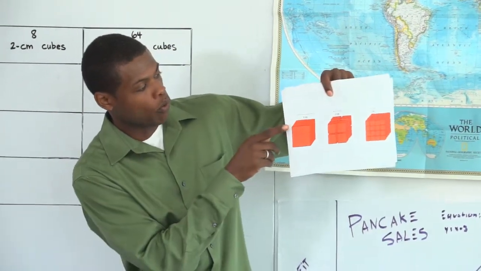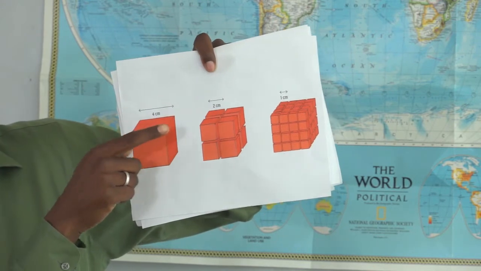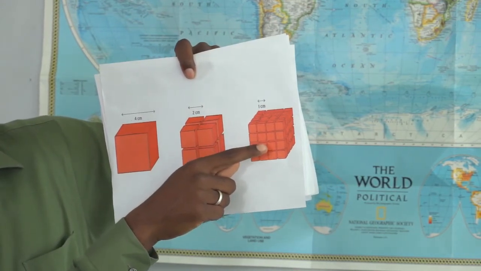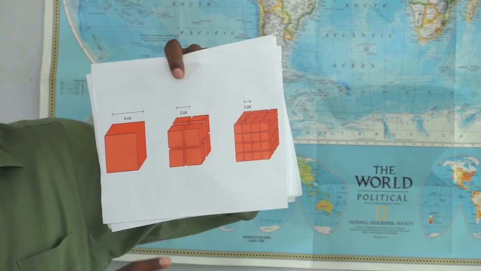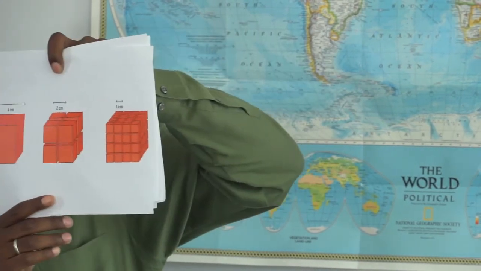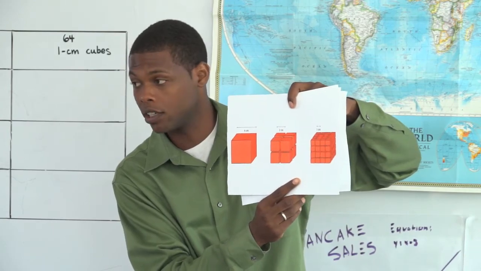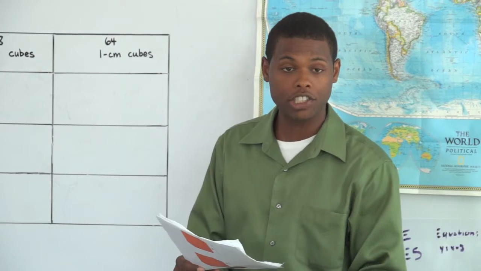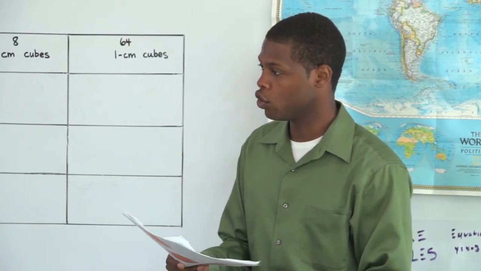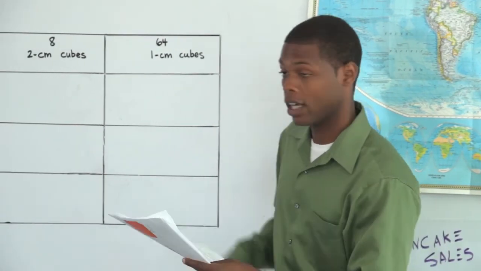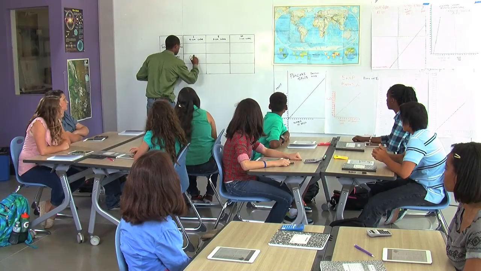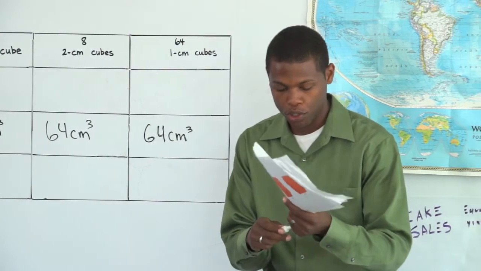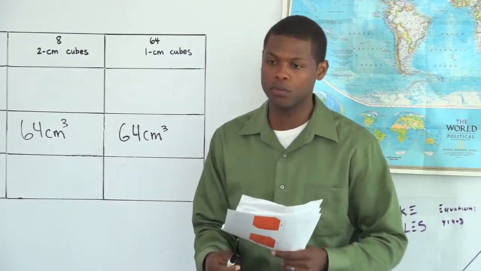Imagine we have one 4-centimeter cube, 8 2-centimeter cubes, and 64 1-centimeter cubes. We're going to figure out the ratio of surface area to volume in each set of cubes. The book says the total volume is the same for each set, 64 cubic centimeters. I'm going to write that on the board. Now we'll figure out the total surface area for each set of cubes.